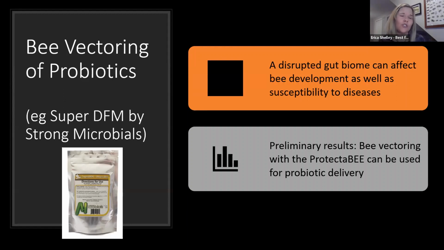In fact, there's a company called Strong Microbials that make a product called Super DFM, and a lot of commercial beekeepers use it after their bees have been really stressed out with pollination, being taken out to pollination. So we've done some preliminary studies with that. The bees are very happy to carry the probiotics into the hive. And so we're looking at possibly using the probiotics with the bee vectoring this coming summer. And because it's already a product that is in powder format and is actually considered a food product, it's something that we can use right away with our system, which is fantastic.